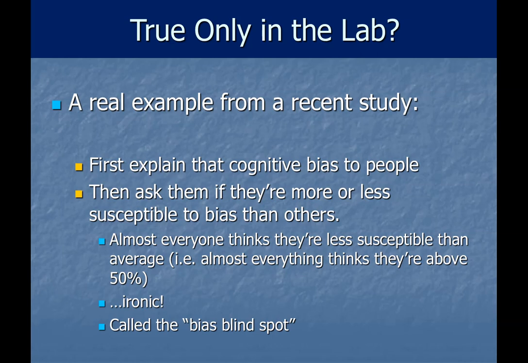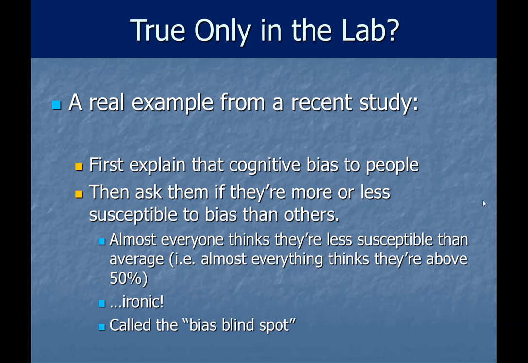So it's a little bit ironic, and the study that did this last part here, they called what they found the bias blind spot. So people seem to be blind to the fact that they're biased, blind to their own biases. And they showed this for other biases as well. But that's kind of a funny example. Okay, it's a cool study.